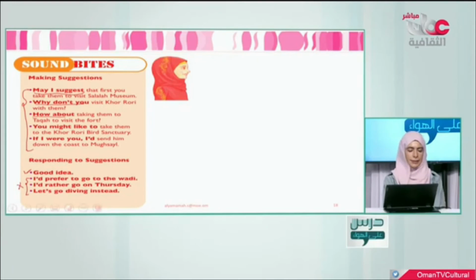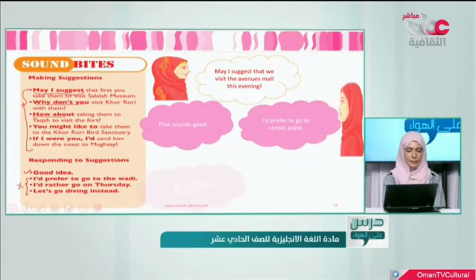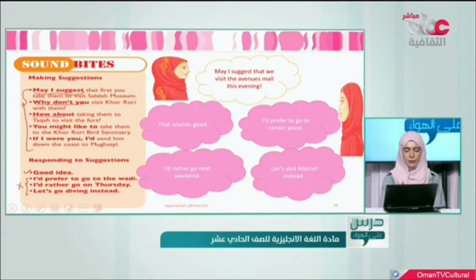Here we got an example. This lady suggests, may I suggest that we visit the Avenue Mall this evening? Then the other ladies, here we have four responses from different students. That sounds good. It says yes. I'd prefer to go to the Center Point. This says no in a polite way. I'd rather go next weekend. This lady is saying no also. Let's visit Matrah instead, offering some other alternatives.